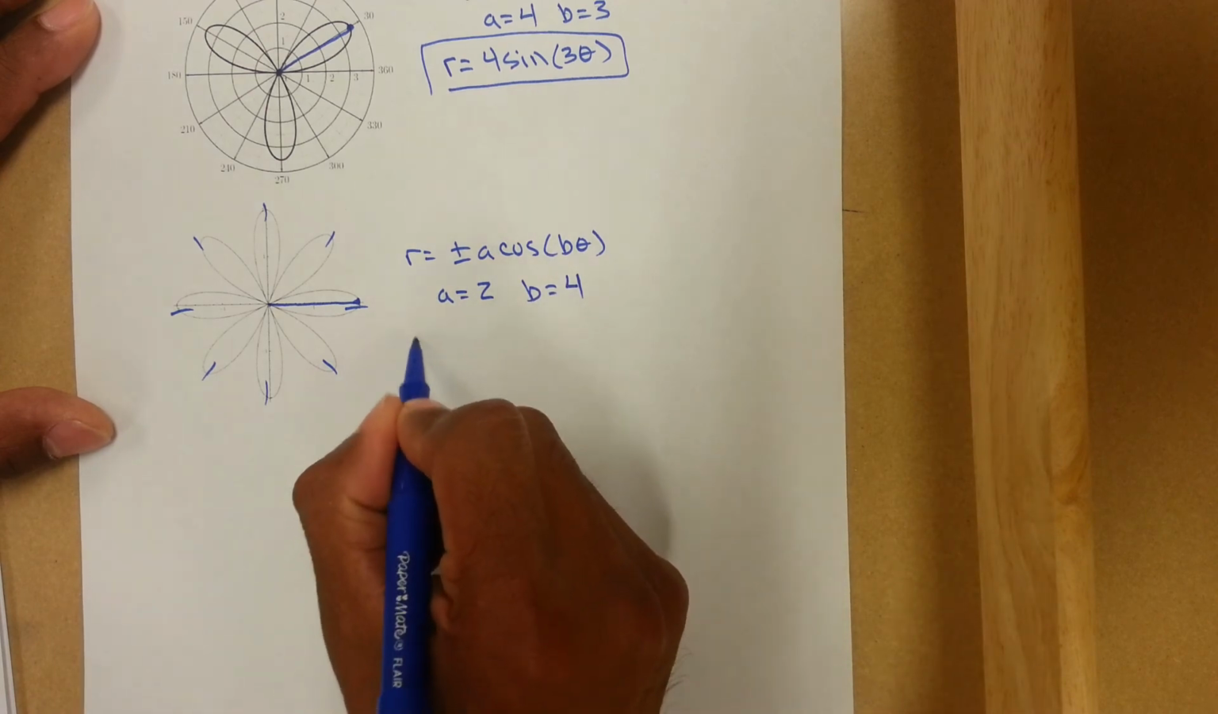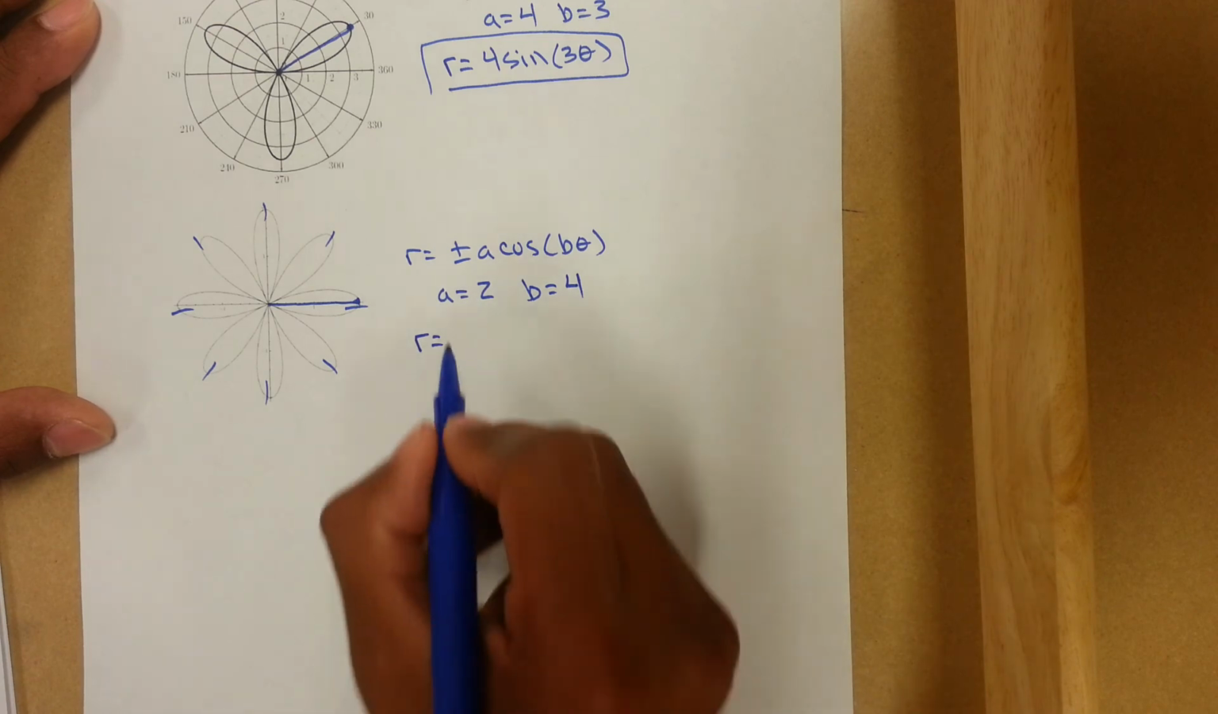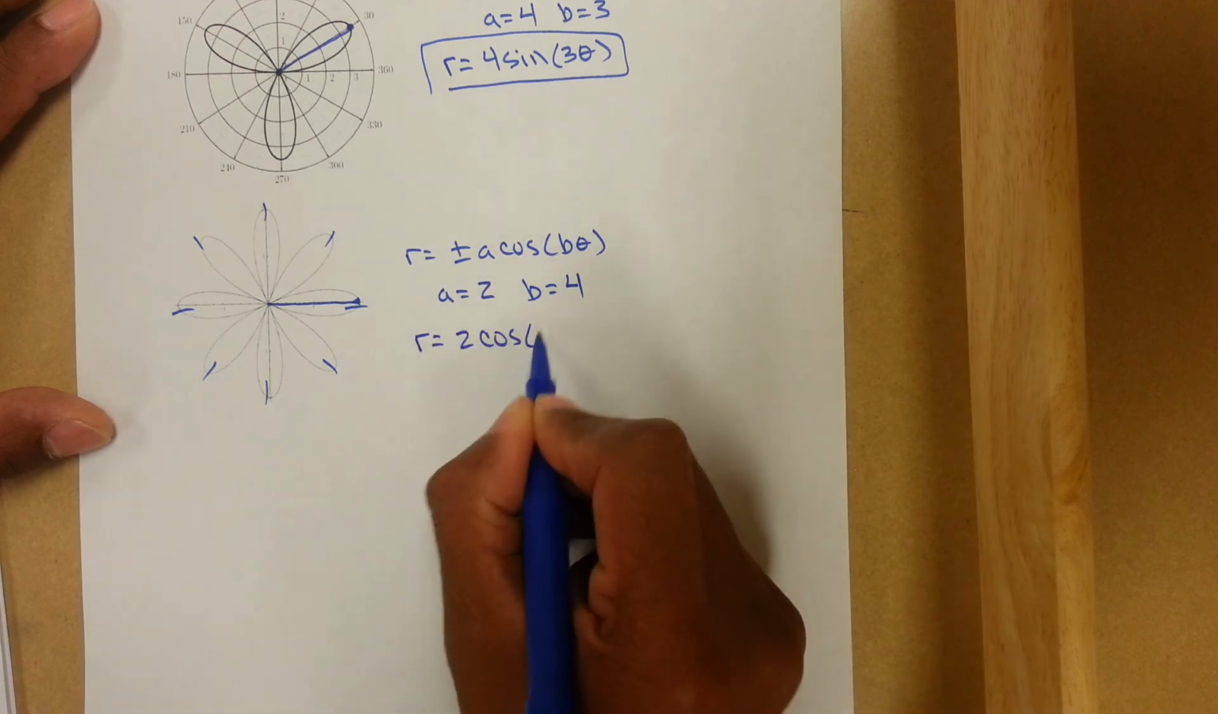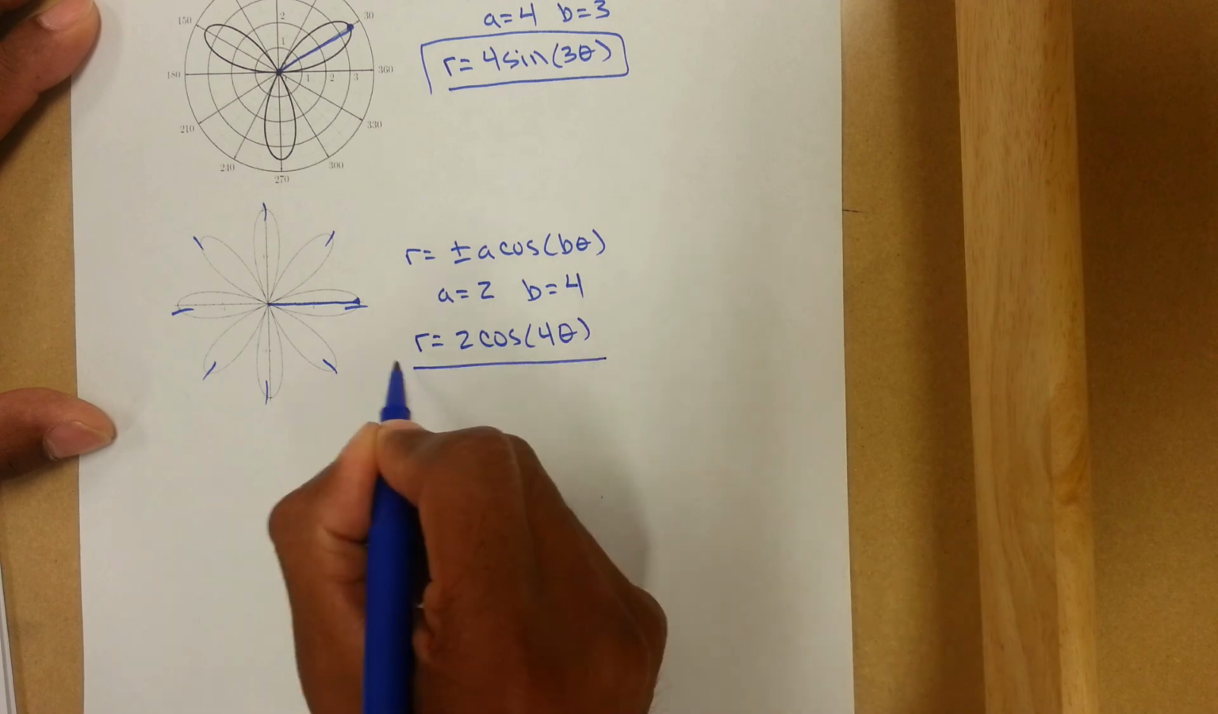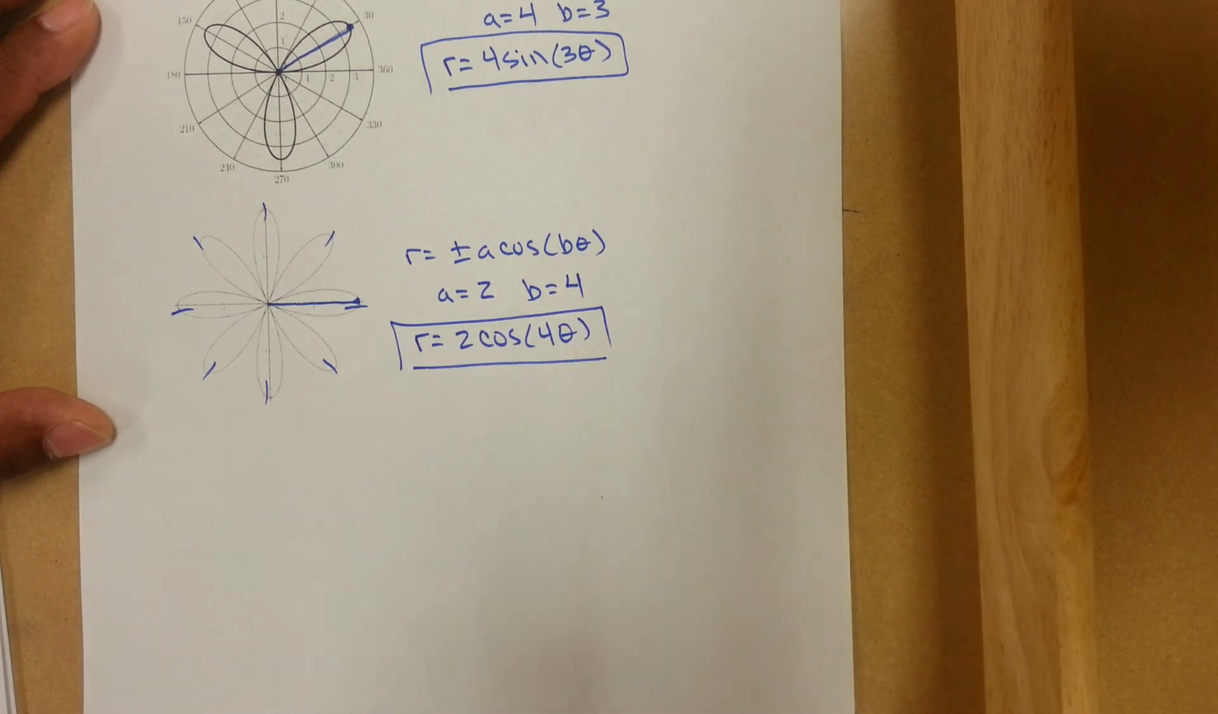Once you have A and B, your equation is going to be R equals 2 cosine 4 theta. And there are our 2 equations.